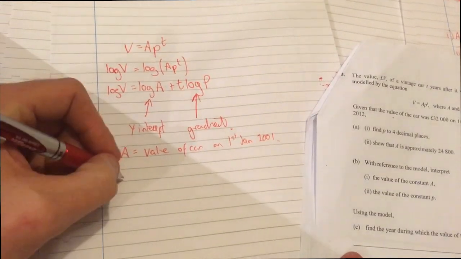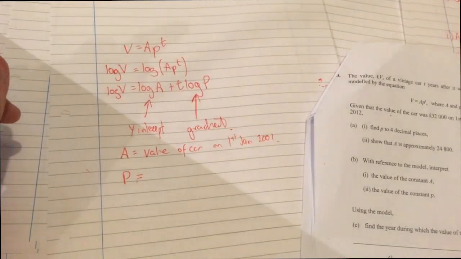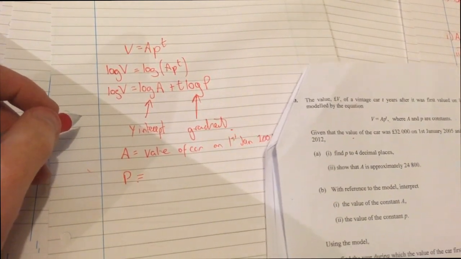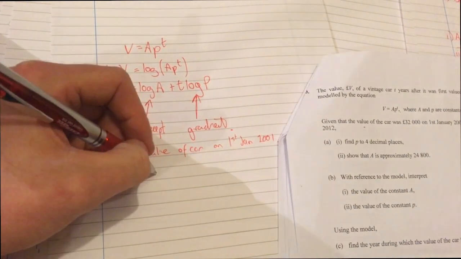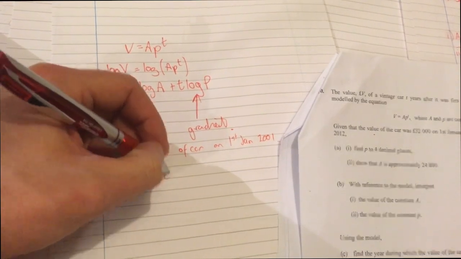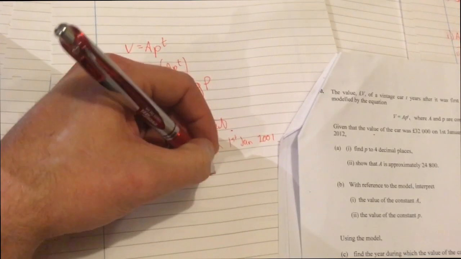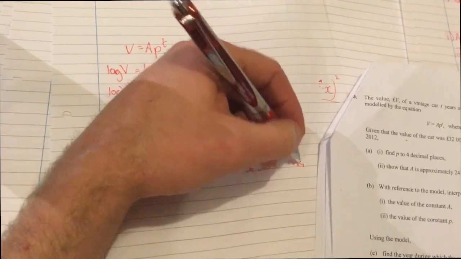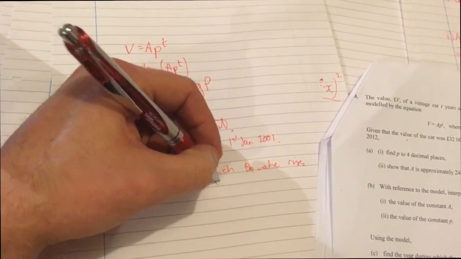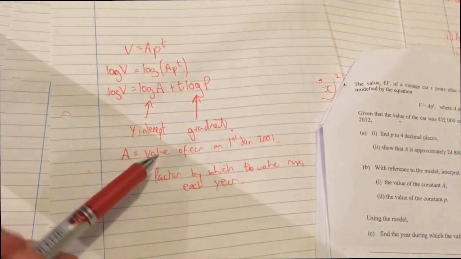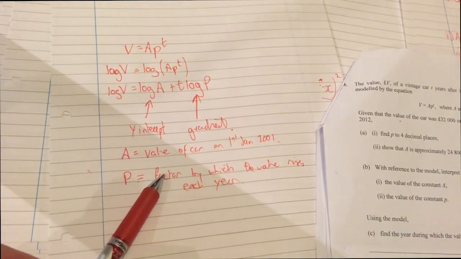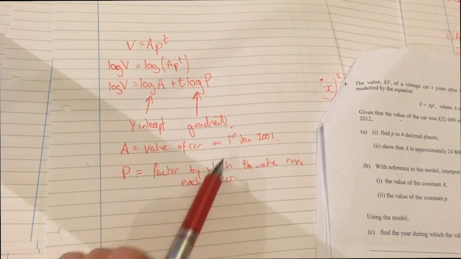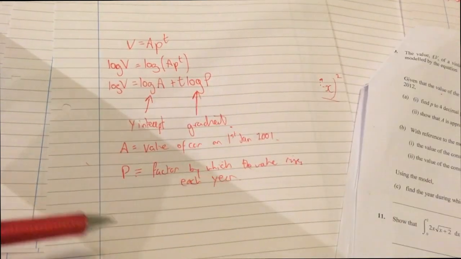P is going to be the gradient, and for the gradient we've got a value of, what was it again? 1.0658. So p is the factor by which the value rises each year. So you needed to be specific in detail for that. It needed to be a factor or a rate by which the value rises each year. So specifically linking it back to the question.